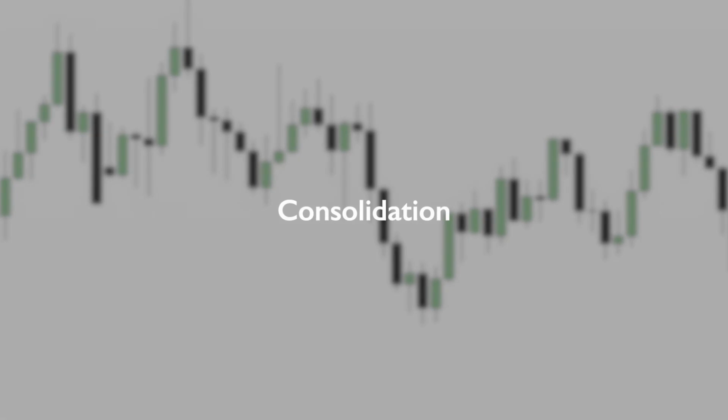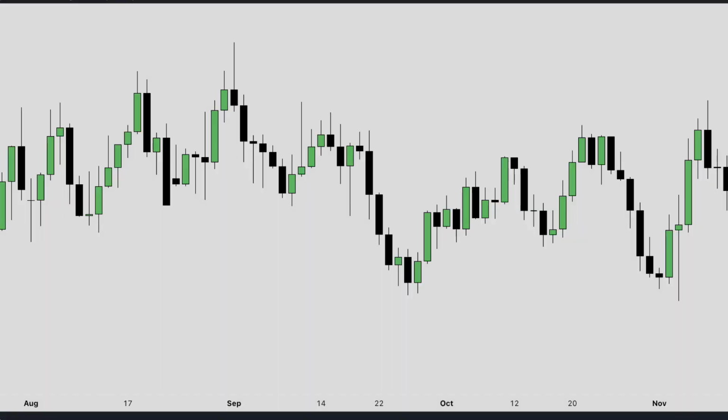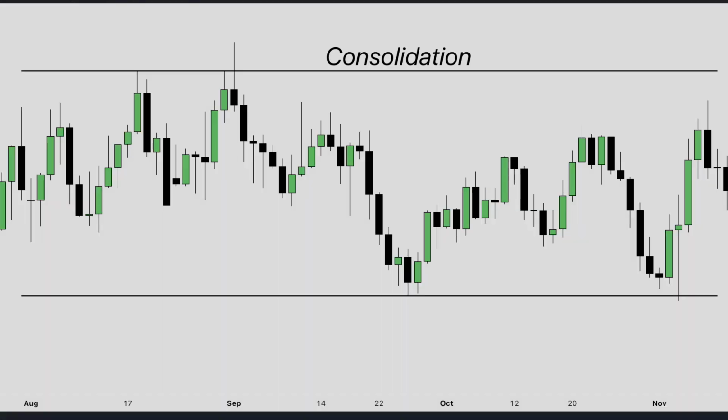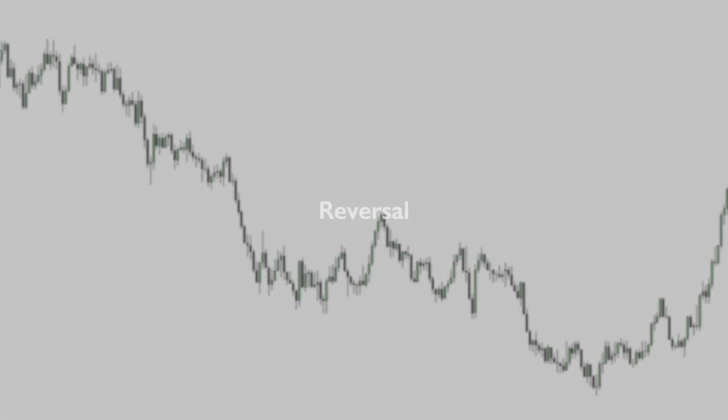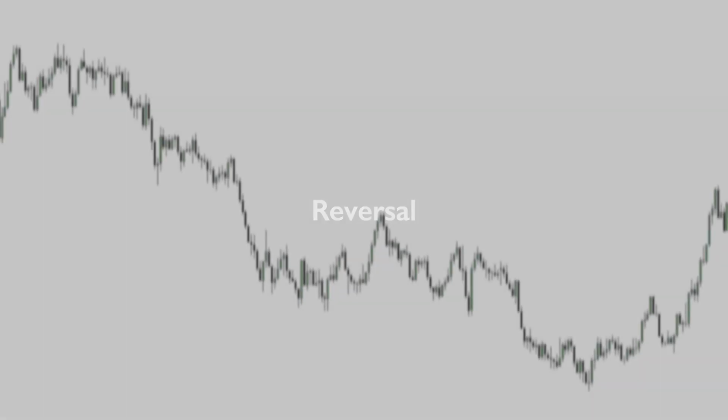Consolidation is when a range-bound market is trading in between a clear dealing range. Price is not willing to move higher or lower. This means that smart money are accumulating orders from both sides of the market before a new expansion in the near future. For reversal, price turns around and goes in the opposite direction.